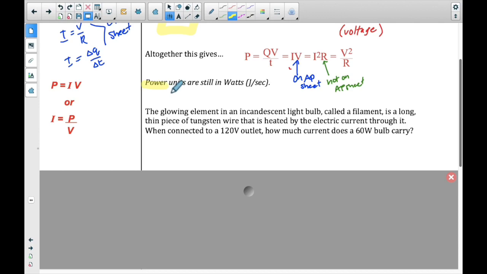And another thing is that power is still measured in watts. And again, we talked about that last semester. Watts are a joule per second, and that is how we measure power. Same definition for power with DC circuits.